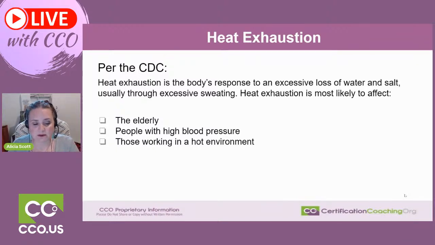So, this is going to affect the very young people, the elderly. Elderly people get dehydrated more so than we see that happening in little ones. If a person has high blood pressure, they're predisposed to heat exhaustion, also if you're working in a hot environment.